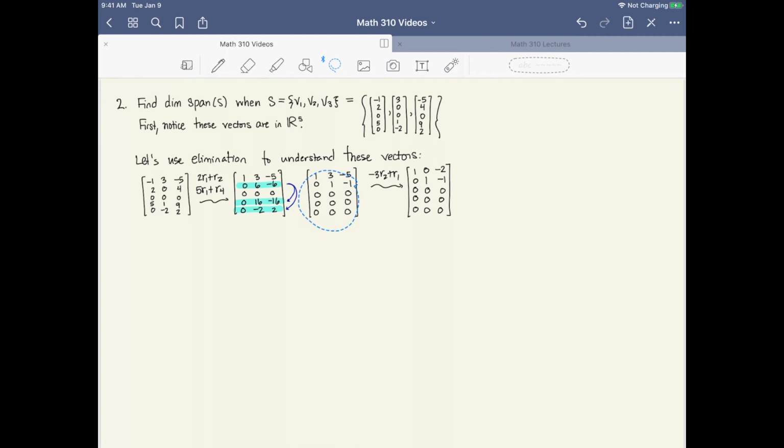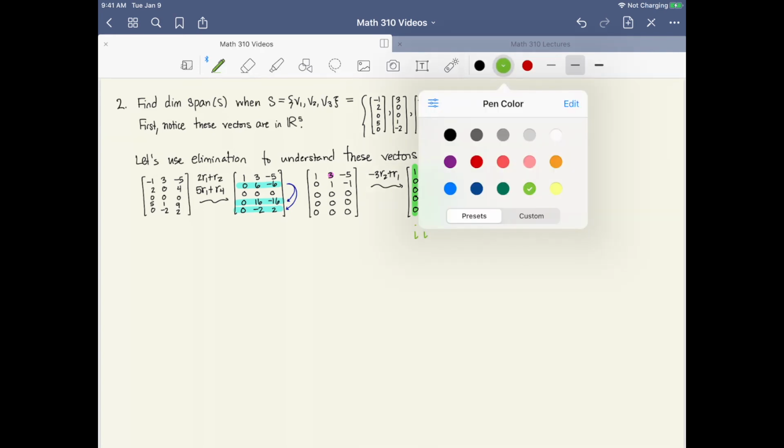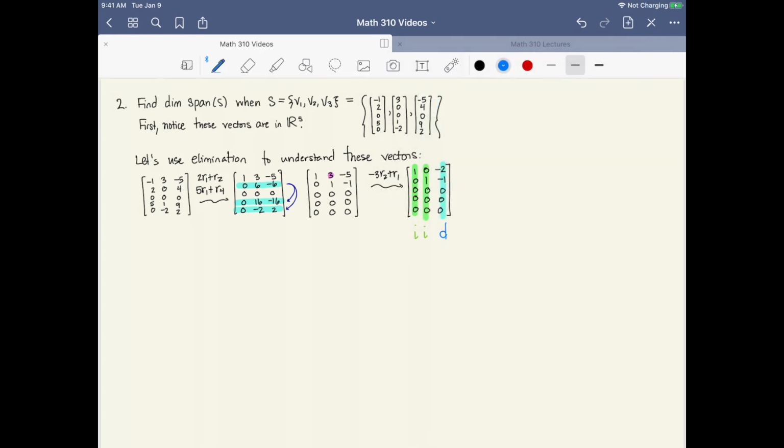Then the last row operation is going to be to take minus 3 row 2 plus row 1 in order to get rid of this 3 that shows up here. And after that, I'm left with a matrix that looks like a standard unit basis vector from R5, another standard unit basis vector from R5, and then something else. So I have here an independent vector, and then a dependent vector.